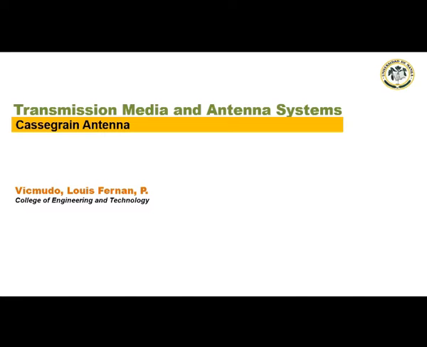So, a Cassegrain antenna is a type of radio wave antenna. It's constructed in the style of the mirror telescope. The Cassegrain design is widely used in parabolic antennas, particularly in large antennas such as those in satellite ground stations, radio telescopes, and communication satellites.